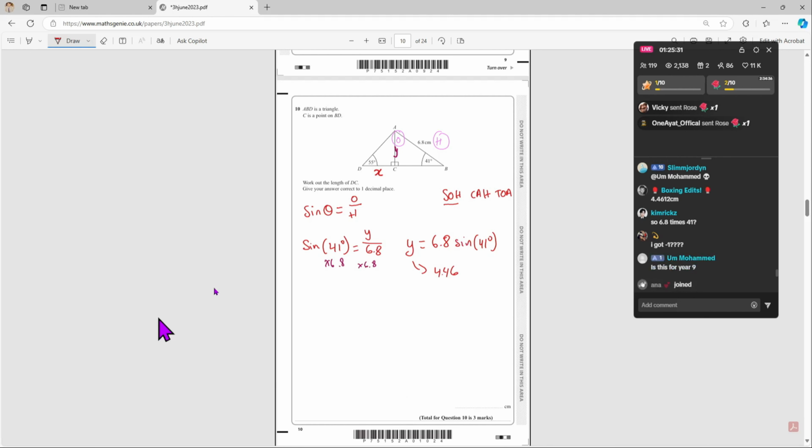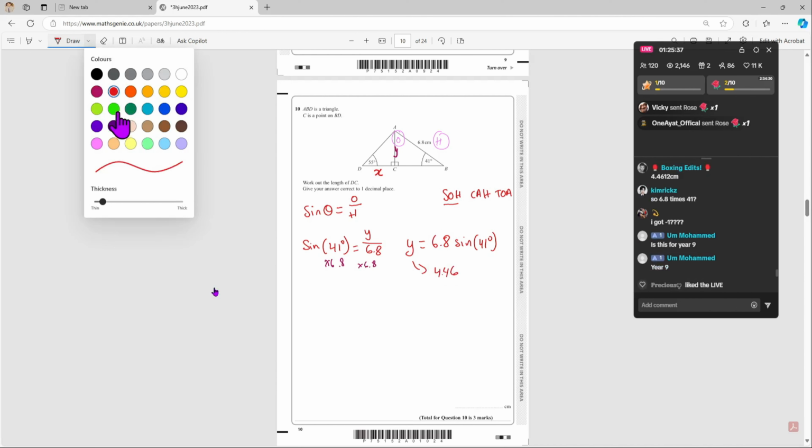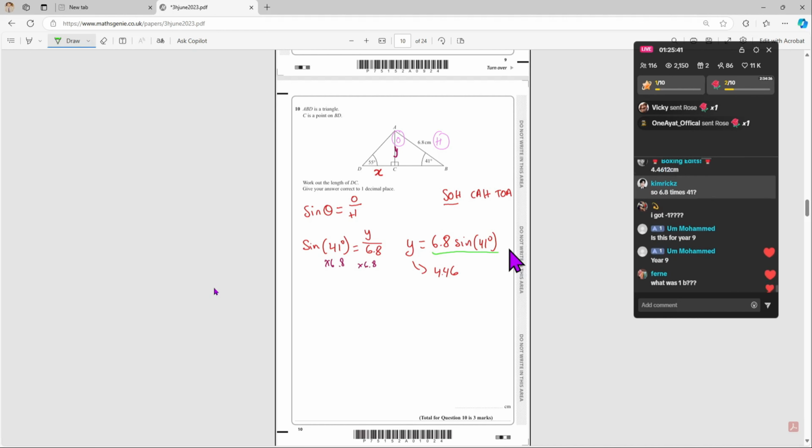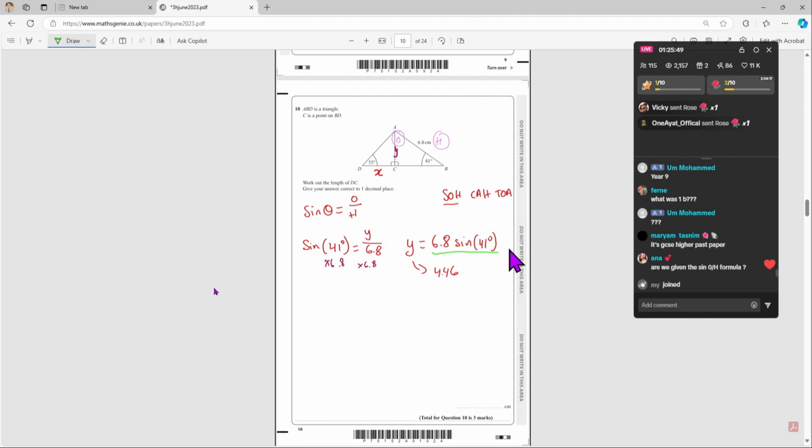Now, the thing is, if you're getting -1 degrees and you put this into your calculator, you have to reset your calculator, guys. That's why people get good trigonometry questions wrong. You have to reset your calculators if you're not getting 4.46. Okay?